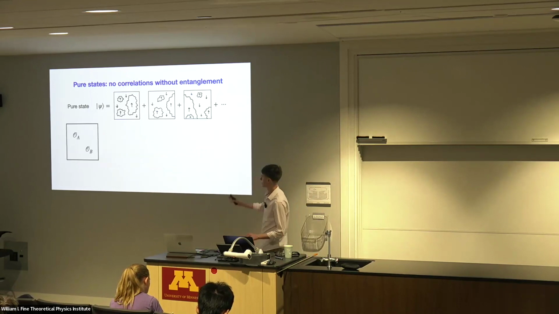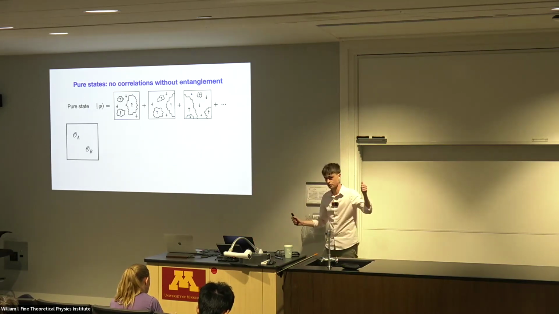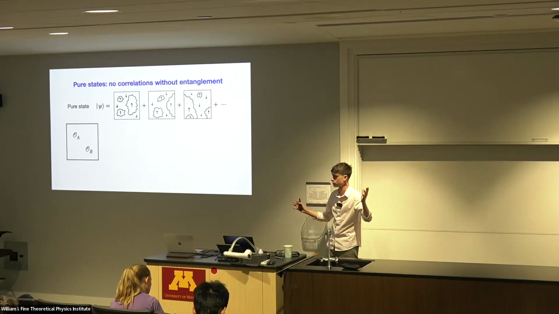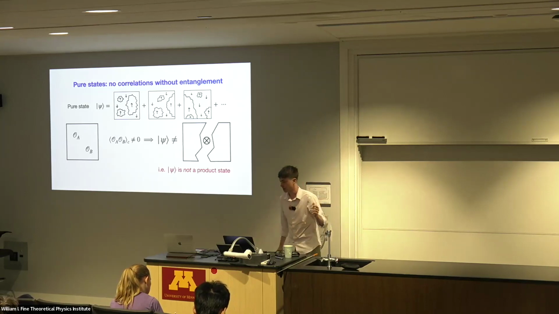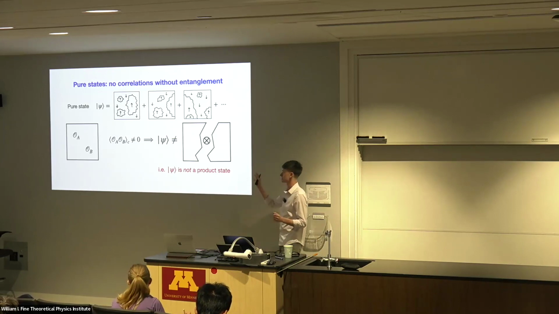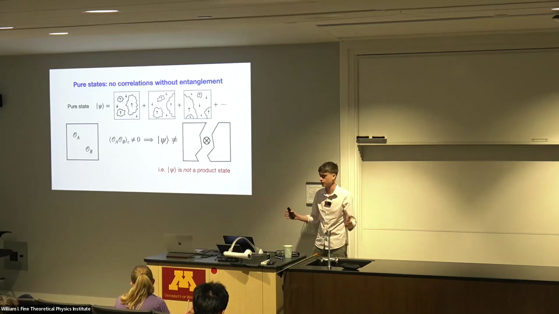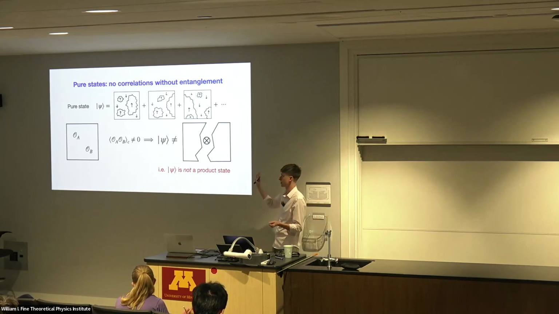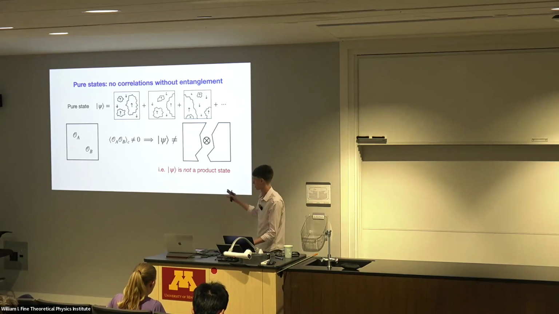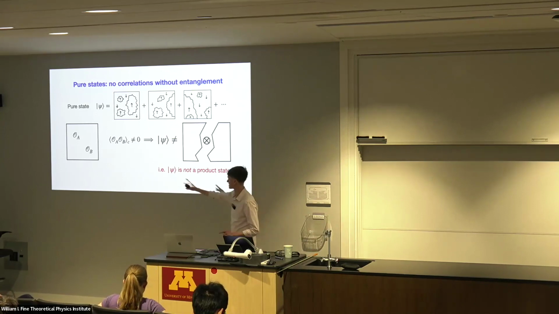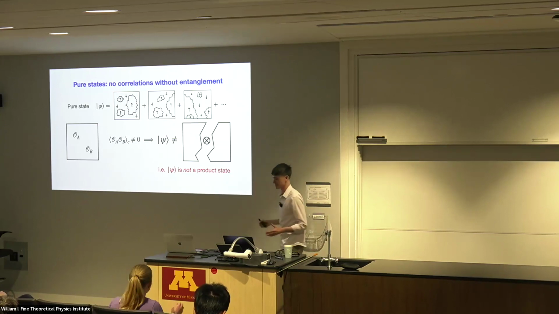if I now imagine I compute some spatial correlation function between two local observables, here called OA and OB, then if the connected correlation function is non-zero, then that means my state cannot be a product state, okay? The existence of any spatial correlations, any connected correlation, implies there has to be some entanglement in your pure state. So, of course, this statement is not going to hold for mixed states.